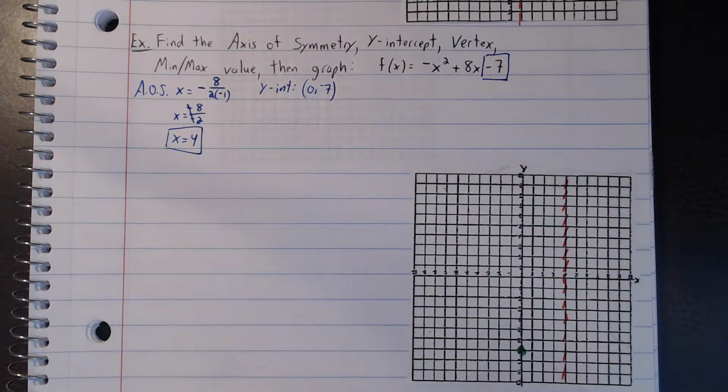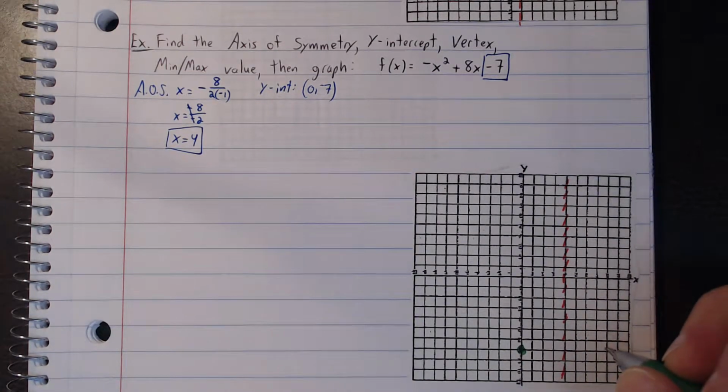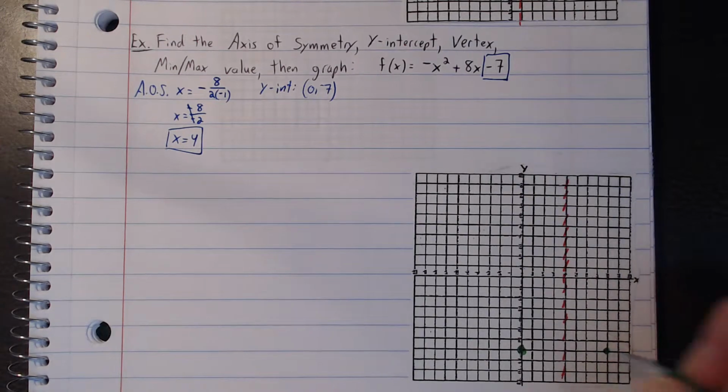We should remember now that we can go from our y-intercept, count over to our axis. That's 4 units away, so I want to be 4 units away on the other side. That's going to put our next critical point right here.